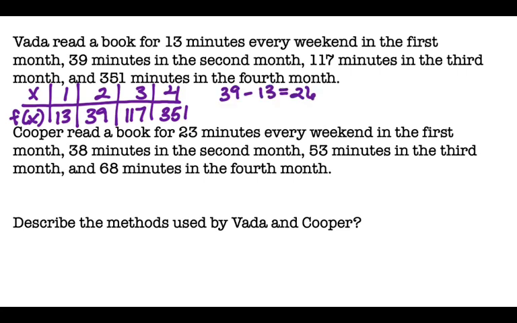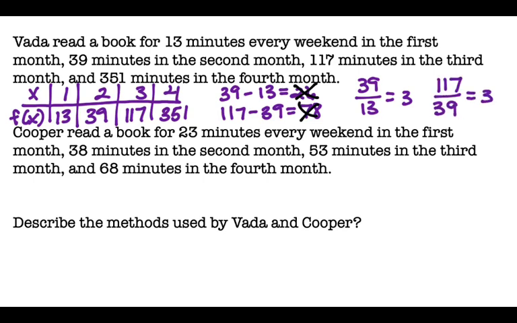So if I subtract 39 minus 13, I get 26. 117 minus 39, I get 78. Those don't match, so it can't be arithmetic. If I divide 39 by 13, I get 3. And if I divide 117 by 39, I get 3. So this is second divided by first, and then third divided by second. Those two match, so it must be geometric.